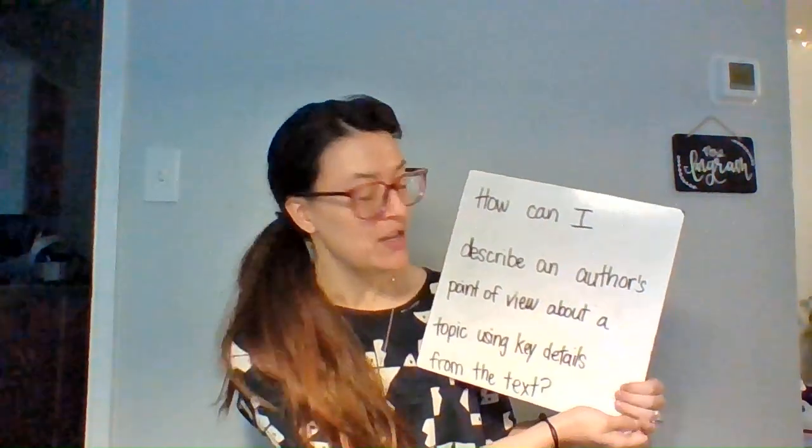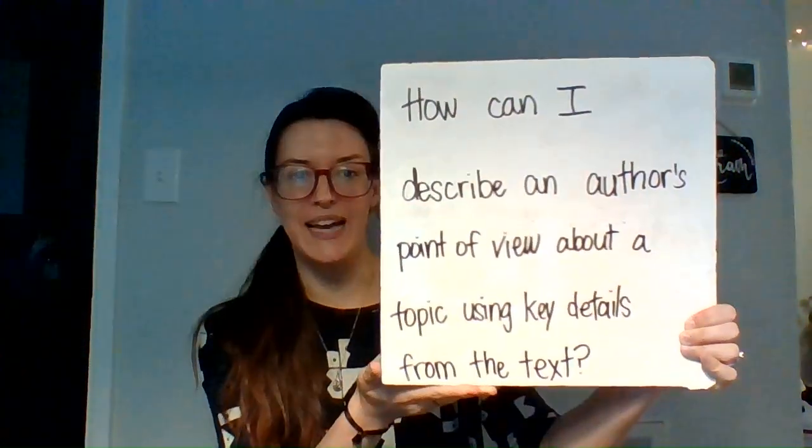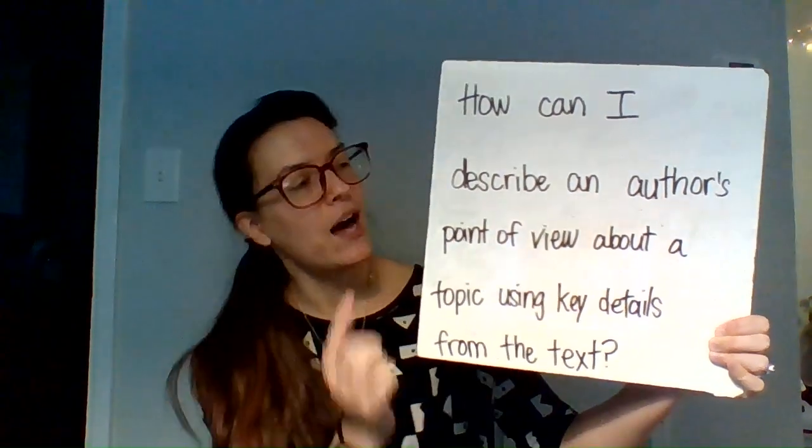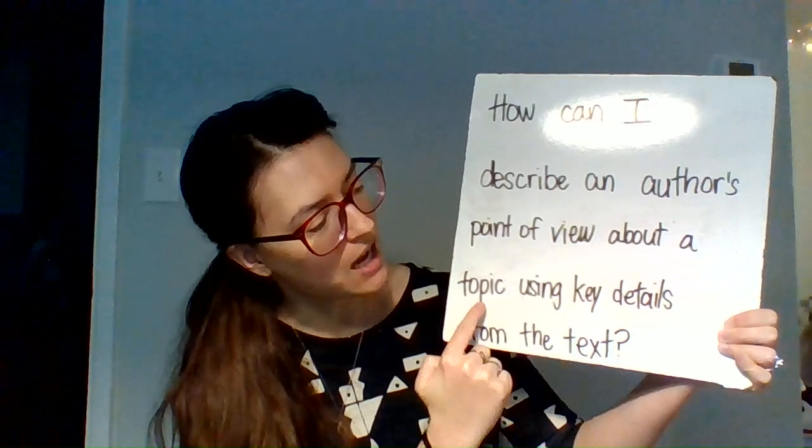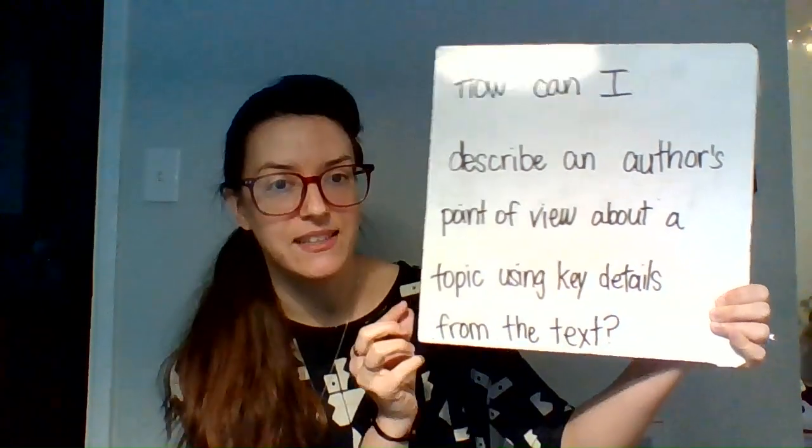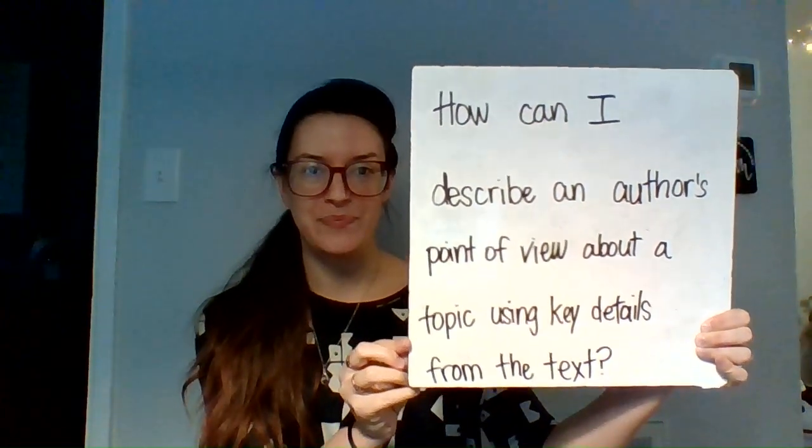So this week in reading, we're still going to be looking for a point of view, but the point of view that we're looking for specifically is going to be the author's point of view, not a character in the story. So the question that we're going to use to guide our learning is, how can I describe an author's point of view about a topic using key details from the text? So let's go ahead and break this down.